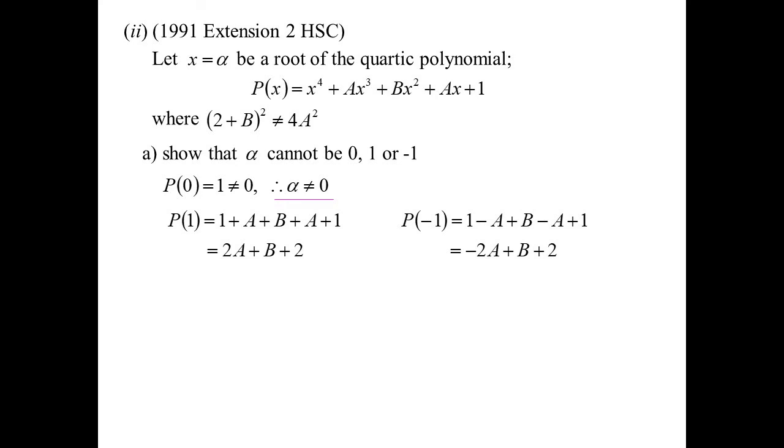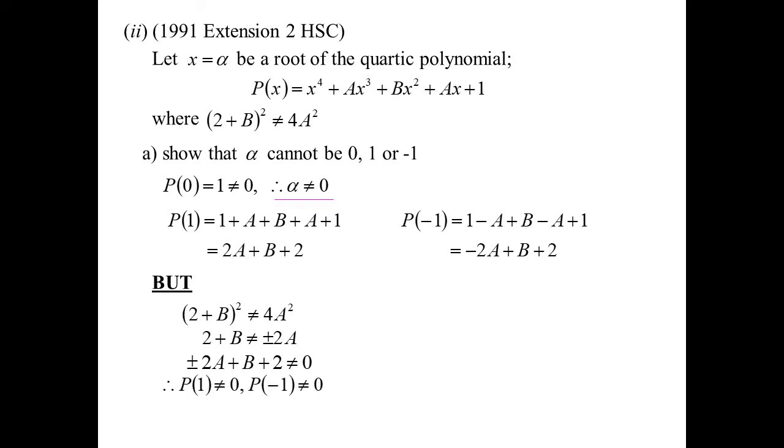Minus 2a plus b plus 2. Again, I can't be 100% sure whether that's equal to 0. But that's where the information they gave me is now going to come in handy. 2 plus b squared can't equal 4a squared. So therefore 2 plus b can't equal plus or minus 2a. Which means plus or minus 2a plus b plus 2 can't equal 0. And they're the two expressions that I've just come up with. So I've now proved that neither of those can equal 0.